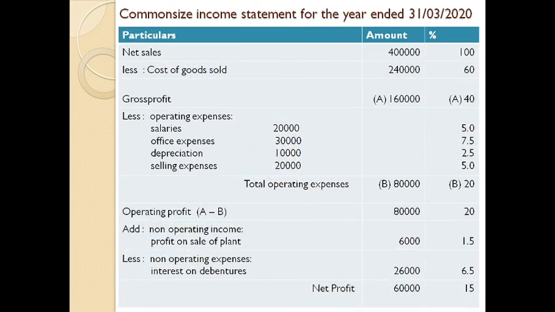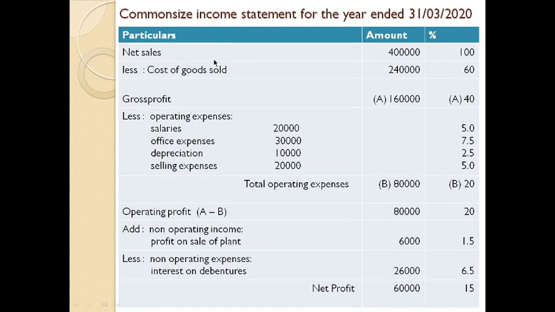This is how a common size income statement looks like. It is similar to the same statement given in the question. The only addition is that there is an extra column on the right side of the amount, that is the percentage column. Because here we prepare the statement to identify the percentage change in individual items when compared to net sales.